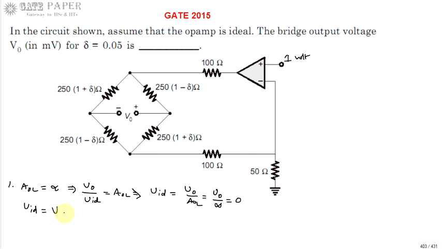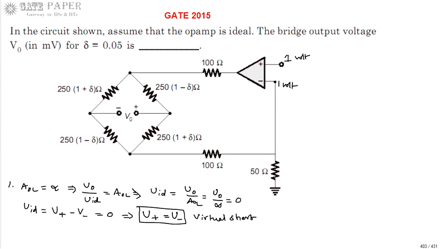VID is nothing but the input differential voltage, that is, voltage at the non-inverting terminal minus voltage at the inverting terminal, and it is going to be 0. So we can say that the voltage at the inverting terminal and the voltage at the non-inverting terminal are always the same. This is called the virtual short concept. For an ideal op amp, there is a virtual short between the non-inverting and inverting terminals. Physically, the inverting terminal is different from the non-inverting terminal, but in voltage both maintain the same voltage. So this is also at 1 volt.